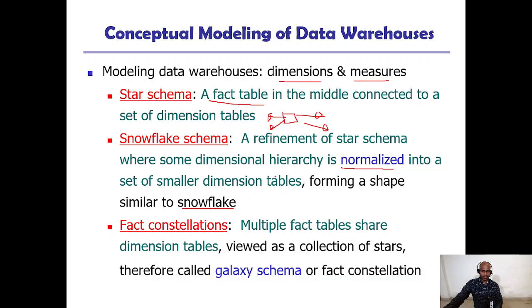What does the improvement mean? It is normalized, and some dimensional tables may be connected to other dimensional tables. Next, another type of representation is fact constellations, where multiple fact tables share dimensional tables, viewed as a collection of stars, therefore called galaxy schema or fact constellation.